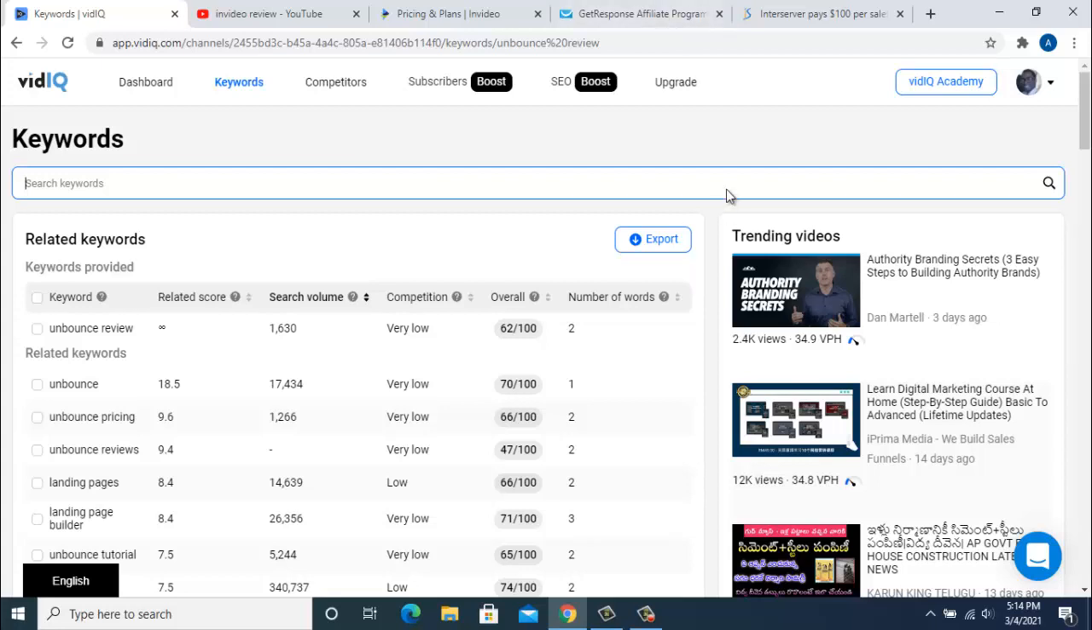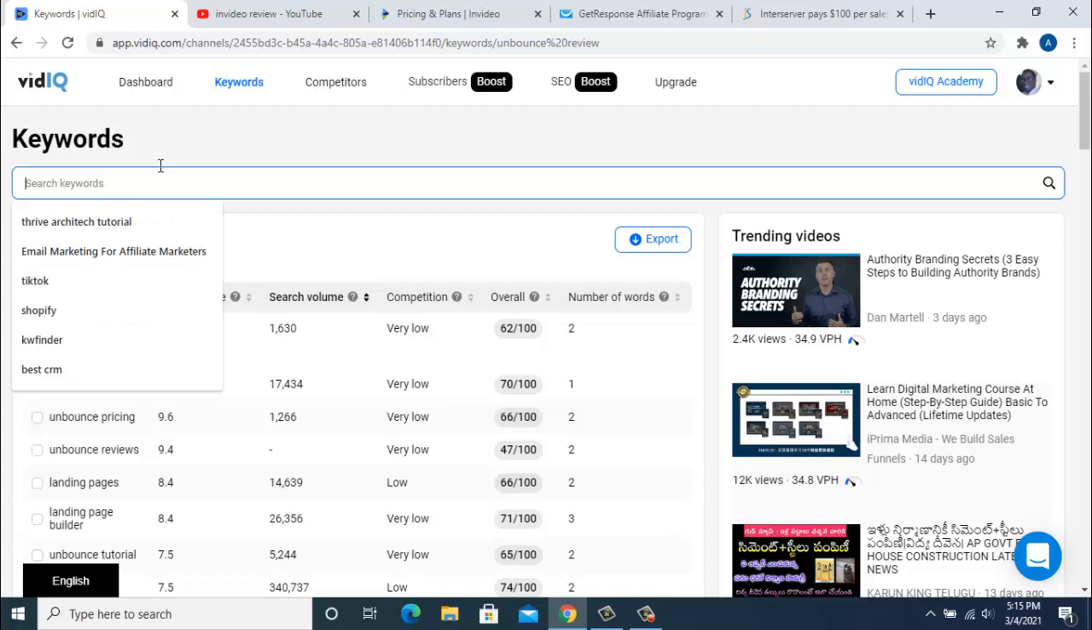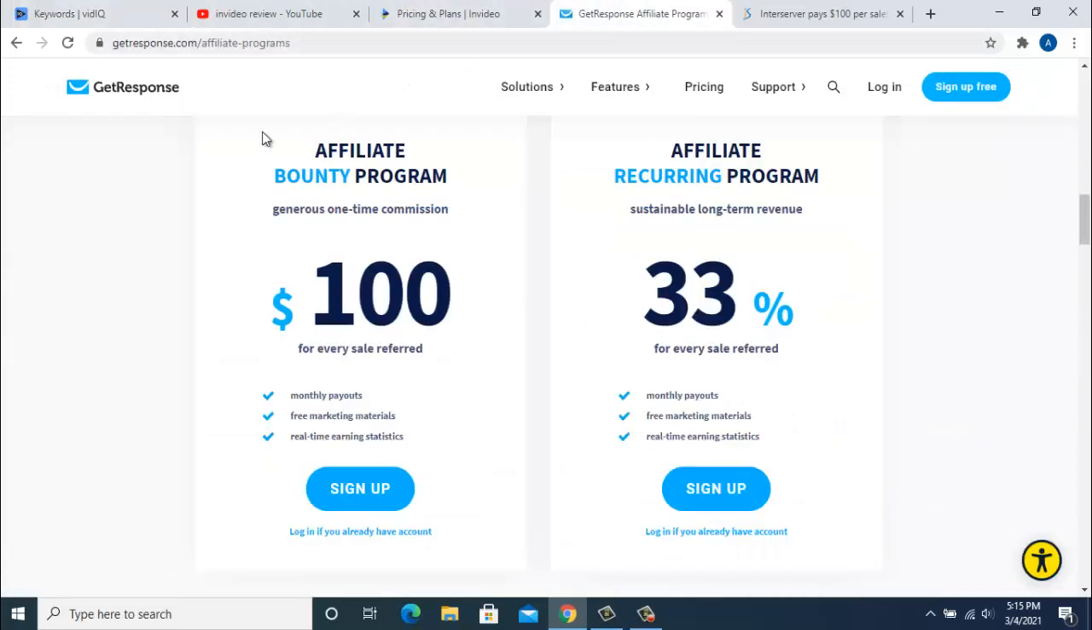So once we have these 200 affiliate programs, we want to filter them based on their keyword difficulty and also based on their search volume. Now if we put here, let's put Get Response Review. We know that Get Response pays this amount of money, but again guys, I'm going to show you how to review this product. Just bear with me, stick with me, this method actually works.